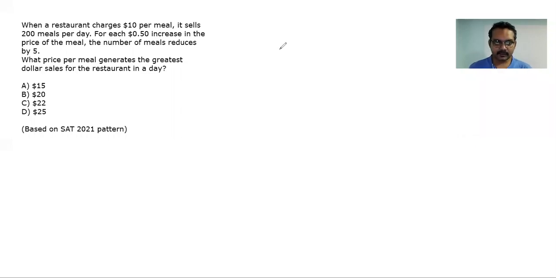Hello, so here we are with a SAT question. It's based on a SAT 2021 pattern, in fact.